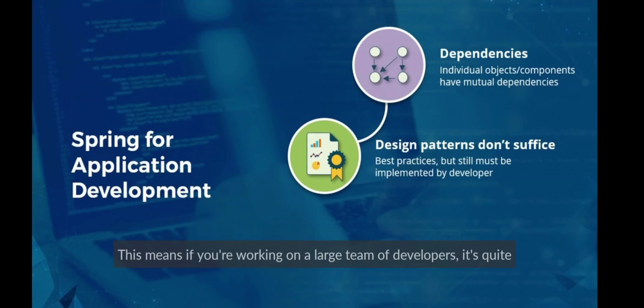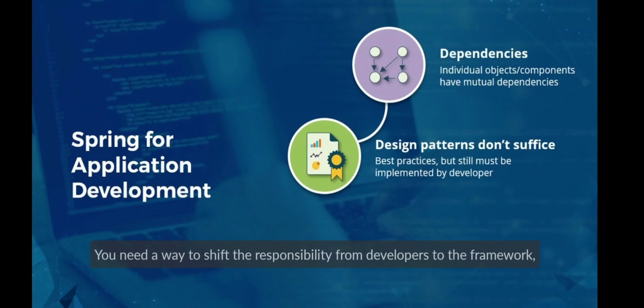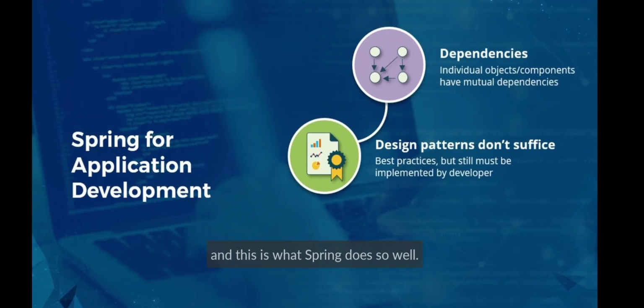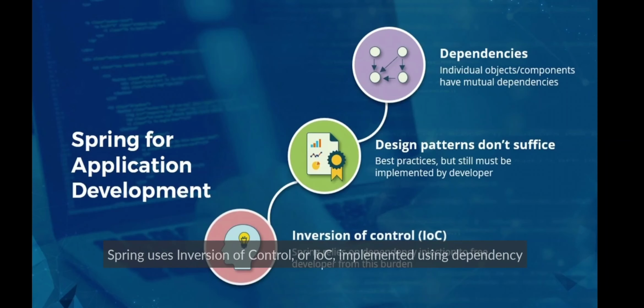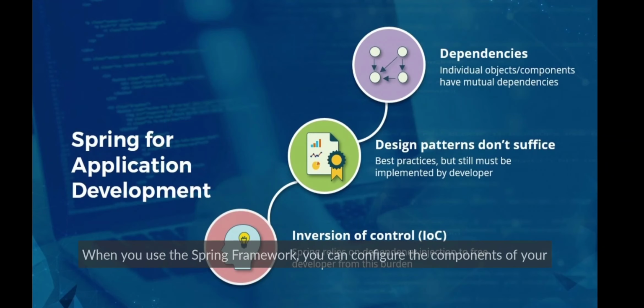The onus or the responsibility is on the developer to implement these design patterns. This means if you're working on a large team of developers, it's quite possible that inexperienced members don't follow the pattern perfectly. You need a way to shift the responsibility from developers to the framework, and this is what Spring does so well. Spring uses inversion of control, or IOC, implemented using dependency injection to free the developer from the burden of managing dependencies. When you use the Spring framework, you can configure the components of your application using either Java annotations or XML configuration files.